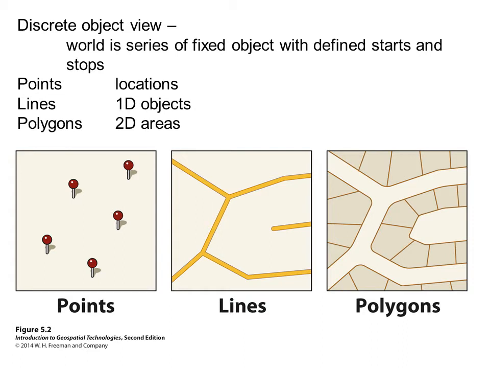When we talk about discrete objects, the world is a series of fixed objects with defined starts and stops. If you think about the discrete object view, in other words, you visualize the world in terms of discrete objects, then this is how the world exists. Fixed objects, defined starts and stops. In other words, it is one thing until it becomes something else. For locations, we use points. For one-dimensional objects, a one-dimensional object would be a thing like a line. Two-dimensional objects would be areas, that would be polygons. This, ladies and gentlemen, is vector data.